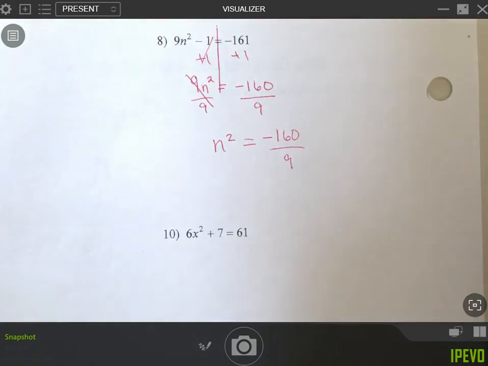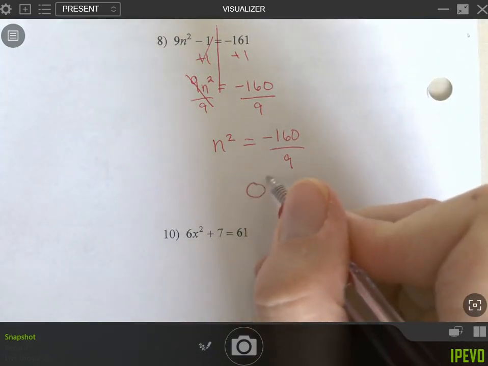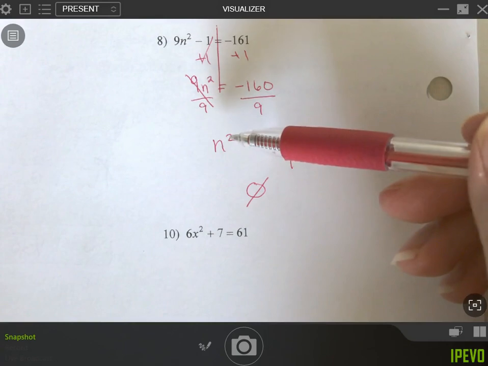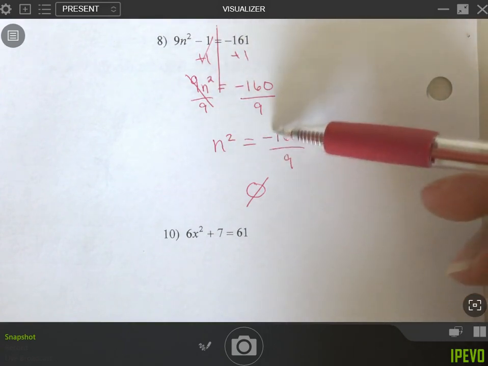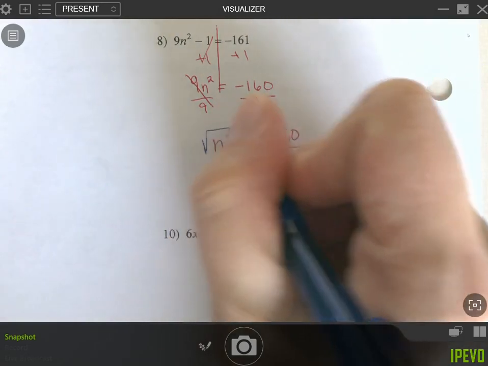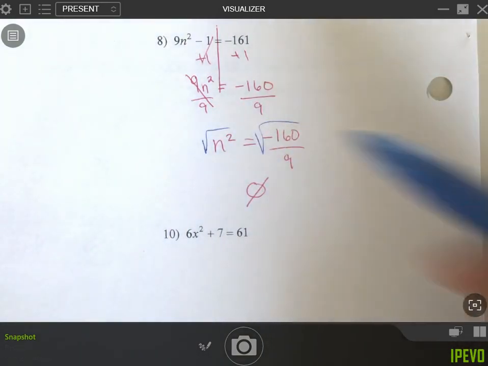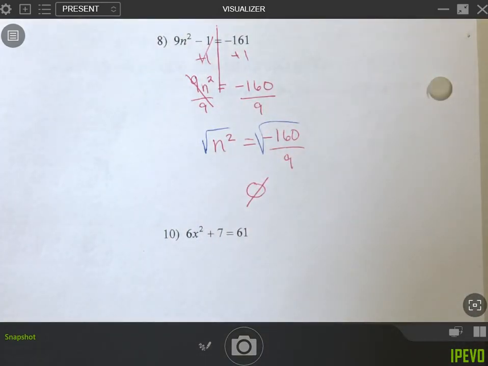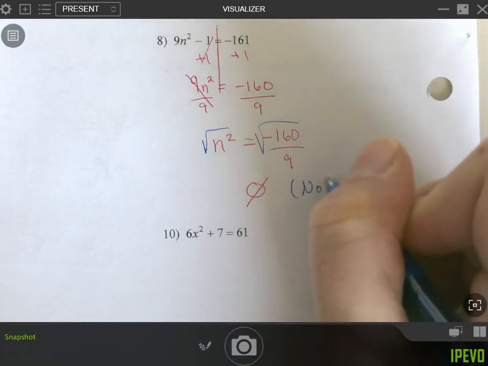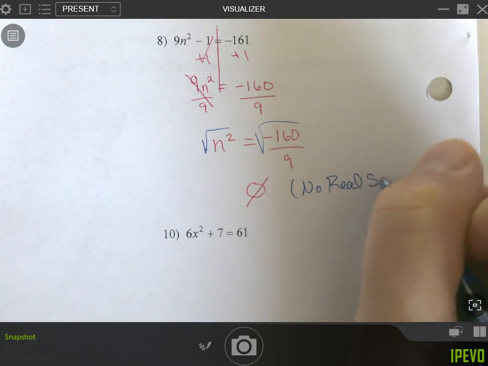What's my answer? Why is my answer no solution? Because it's negative. Everything I square would be positive, so I can't get a negative outcome. And even though this was a messy number, can I take the square root of a negative? No. So no solution, or we could say no real solution because there are imaginary ones.